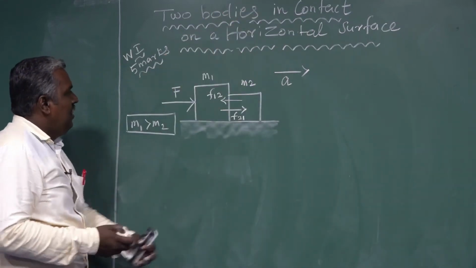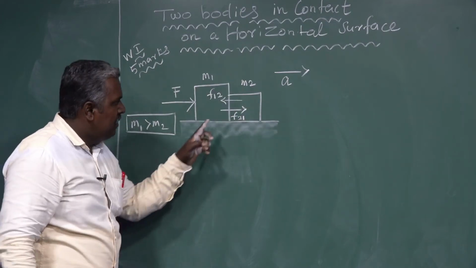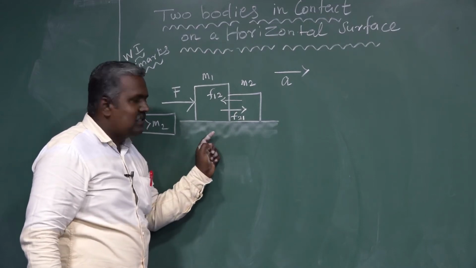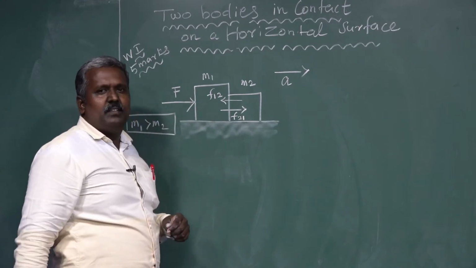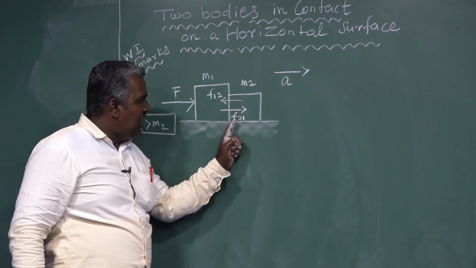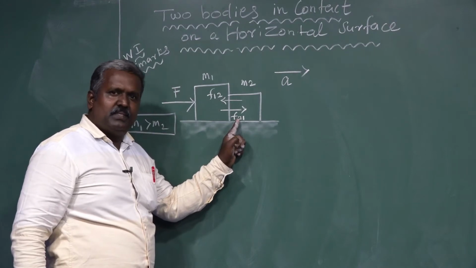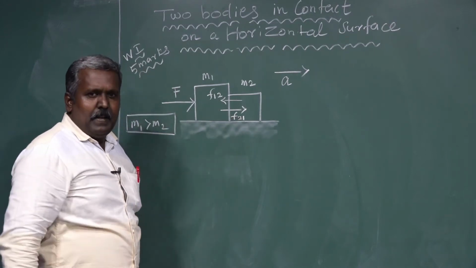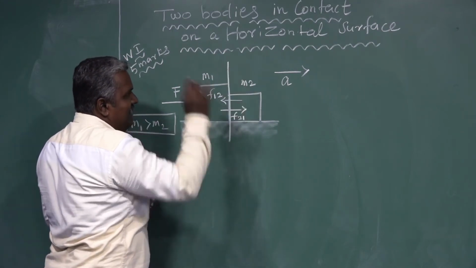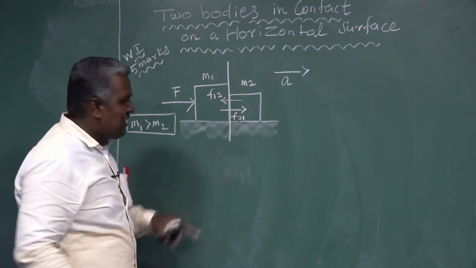So, when this system moves with the acceleration a, listen here: F21 is the force exerted by mass M1 on M2. Yes or no? By 1 on 2. Clear? That is called F21. At the same time, both are in contact, no? At this point, that is called the contact force.